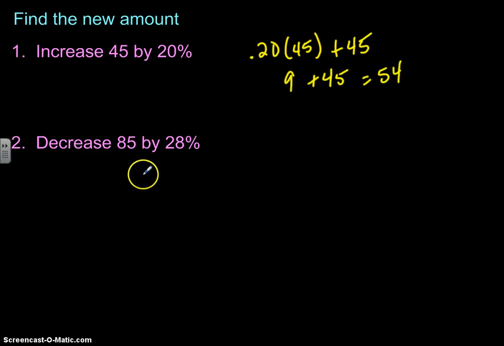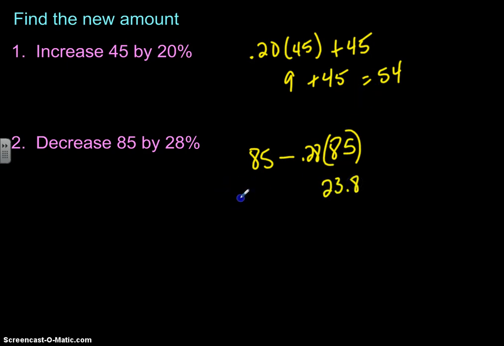Okay, next, decrease 85 by 28%. Well, the amount of decrease is found by multiplying the percent times the number. That's 0.28. Now I'm going to decrease 85 by that. I can't subtract 85; I've got to subtract that from 85. So I've got to have the 85 first. Okay, so I'm going to find 0.28 times 85. That's going to give me 23.8. So it's 85 minus that. 85 minus 23.8 is going to equal 61.2.